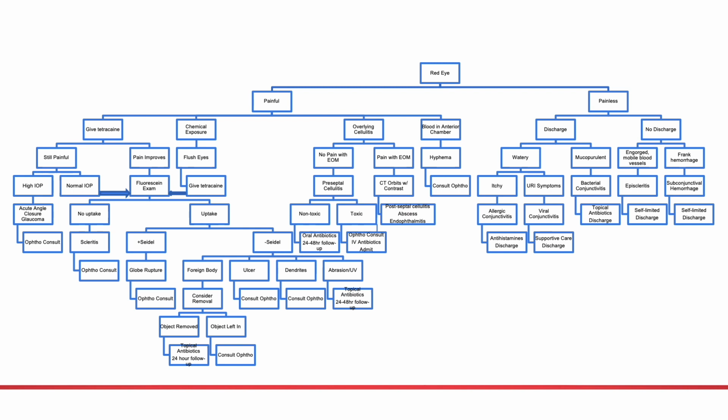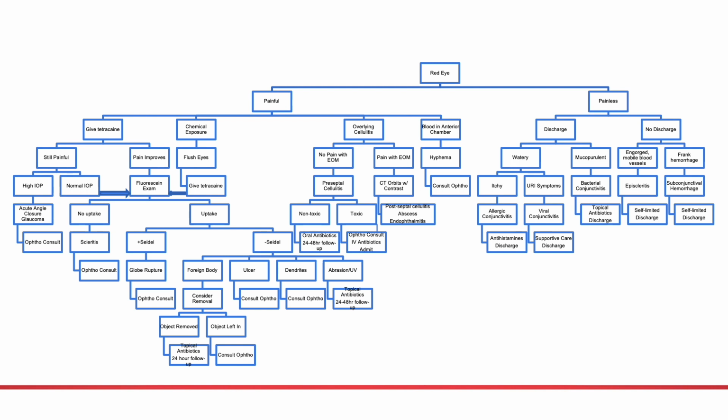You take a look at that painless side and you look down at the diagnoses here. You have conjunctivitis, it's allergic, it's viral, it's bacterial. You have episcleritis, you have a subconjunctival hemorrhage. All of these things are not anything that necessarily needs to be seen by ophthalmology, and it's not something that you need to keep in the hospital. This is something that you can send home. So if someone has a painless red eye, chances are you're going to be good to get them going home.